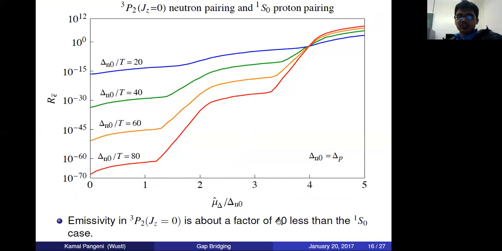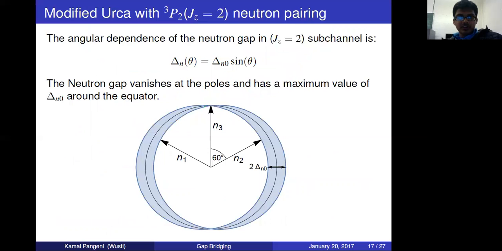This is about a factor of 40 less than the 1S0 channel, but given the magnitude of the range, because we are going from 10 to the minus 70 to 10 to the 12 or something, even if we plot them on the same plot, it's hard to see this factor of 40. So they will basically be almost on top of each other. But that's what we expect because of what I said previously.